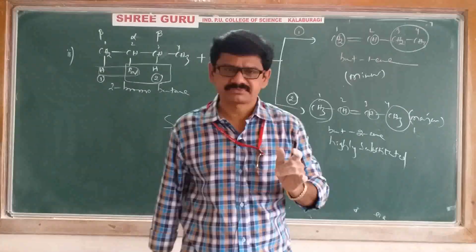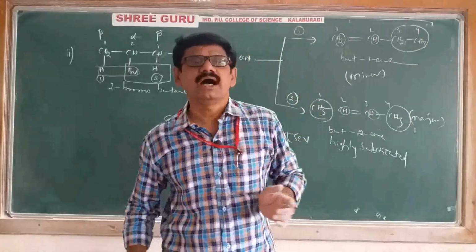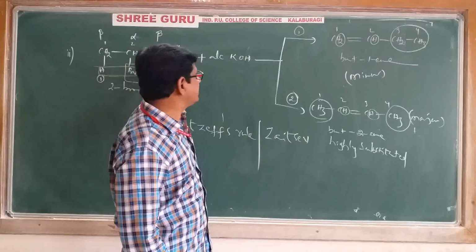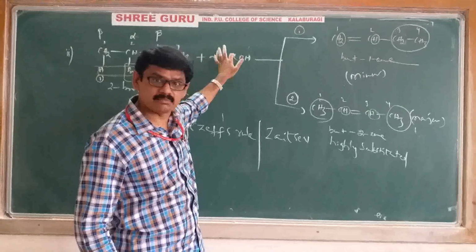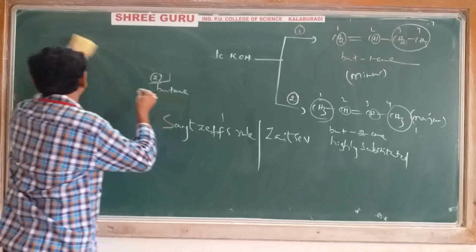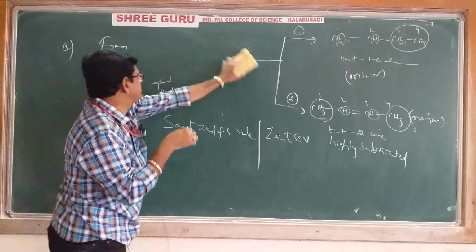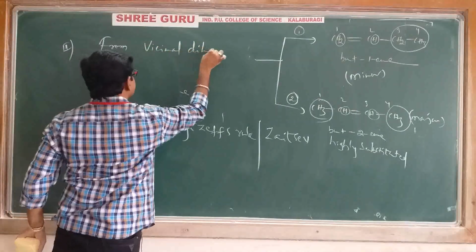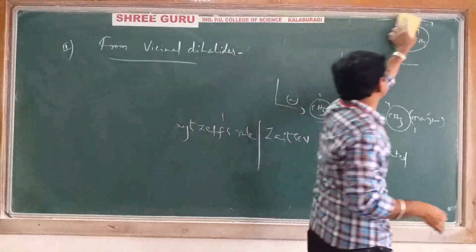What was the first method? The first method is from alkynes. We have converted alkynes into alkenes. The second method is from alkyl halides. We have converted alkyl halides into alkenes with the help of alcoholic potassium hydroxide. Then we'll go to the third preparation method. Number 3. The third preparation method is from vicinal dihalides.